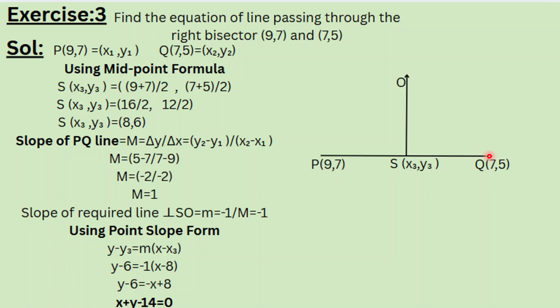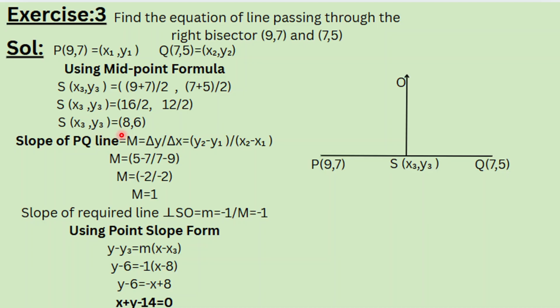So the slope of line PQ is 1, but we have to find the slope of line SO. As the line SO is perpendicular to PQ, its slope will be the negative reciprocal of the slope of PQ. The negative reciprocal of 1 is minus 1. So now we have found both.